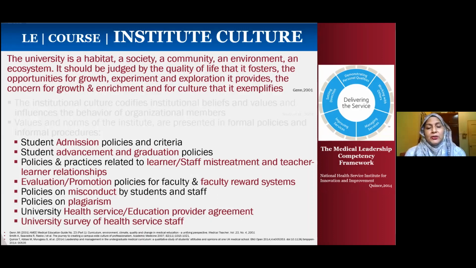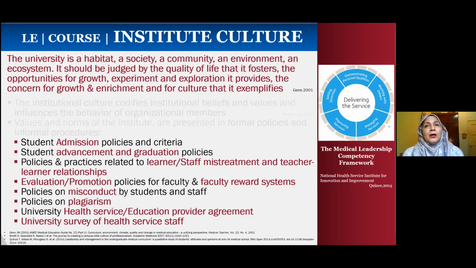university health service and education provider agreements, because in most places the hospitals are not part of the universities, and there are mutual agreements between the government and the institutes to use those facilities, those hospitals, for teaching purposes. So they should have a proper deal which is agreed upon between these two institutes. The university survey of the health service staff, the people who are the employees of the hospitals, they are providing the services to the university.